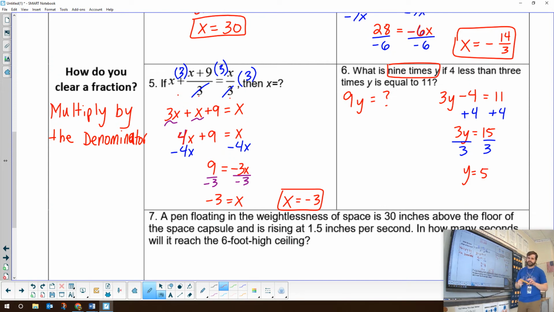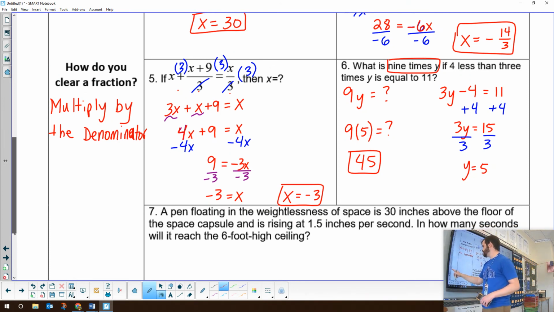Now guys, just like those first two problems, that 5 is not my answer. What I need to do is take that 5 and plug it back in, okay? So I need to take that 5, plug it back in to find out what 9y is. That's what I need to do. So we're going to take that 5, plug it back in, and we're going to end up with 9 times 5. That's our question, and so my final answer is going to be simply 45, okay?